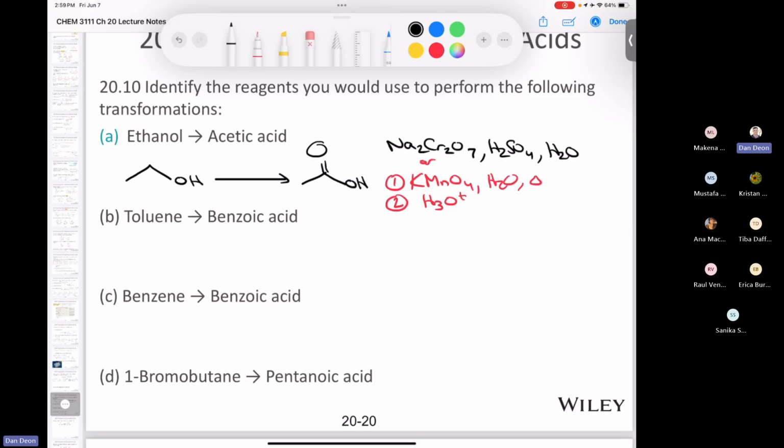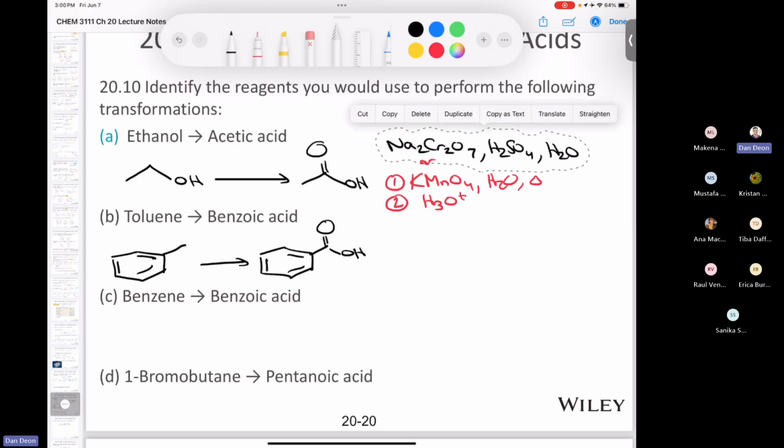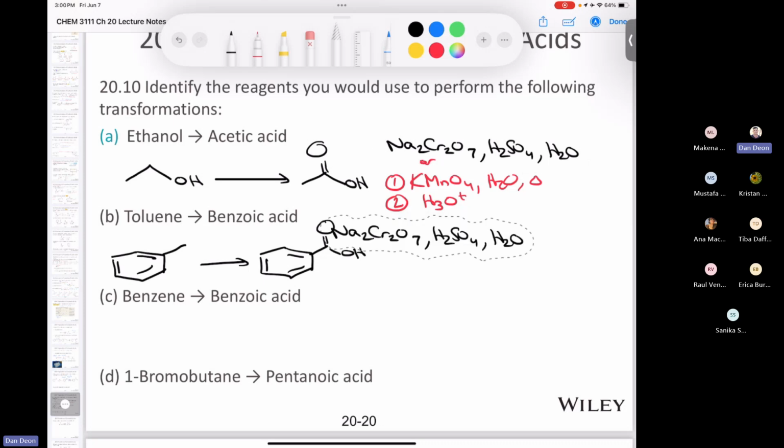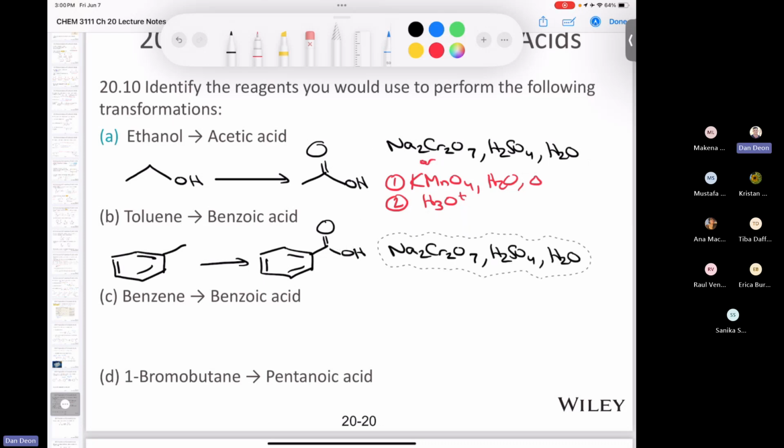In the next one, you have toluene, which is methylbenzene, and if you want to oxidize toluene to benzoic acid, you have to oxidize at that benzylic position. And so to do that, remember this is a benzylic oxidation, and so we're going to use our same old sodium dichromate, sulfuric acid, and water. So the same conditions that we used before.